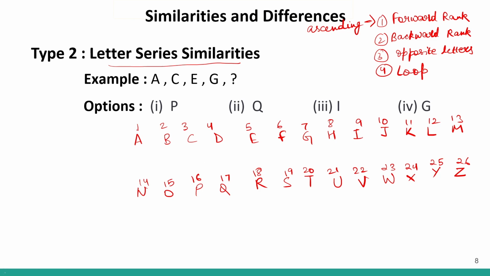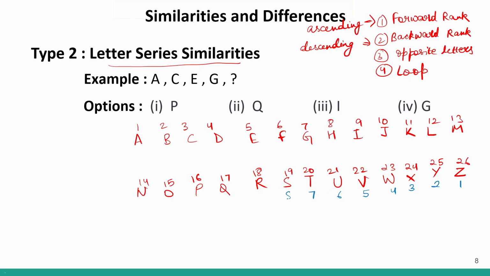A is ranked at first position. B is ranked at second position. This comes in very handy while solving letter series similarities. The second concept is backward rank. In backward rank we use descending order. So in backward rank we go from larger number to smaller number. So from Z I'll give it first rank. Y I'll give 2. X I'll give 3. Similarly, I'll do it for each and every letter.